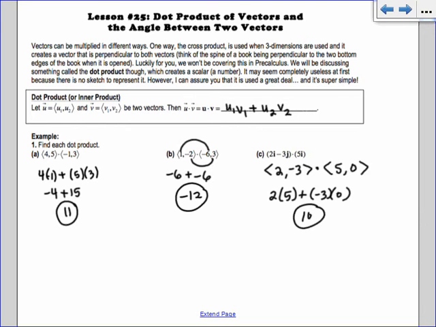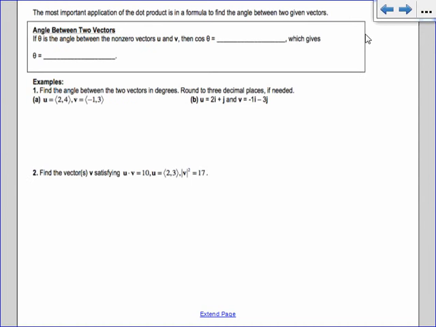So how do we use the dot product? One of the most important ways of using the dot product is to find the angle between two vectors. It says if theta is the angle between the non-zero vectors u and v, then cosine of theta ends up being u dot v all over the magnitude of u times the magnitude of v. If you remember, the magnitude is just the length, and we found that in the last section by doing x squared plus y squared, or u1 squared plus u2 squared, under a square root.